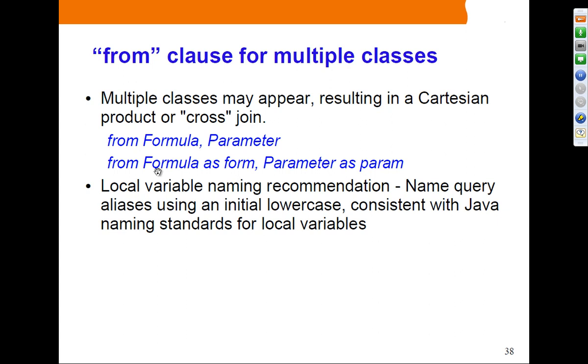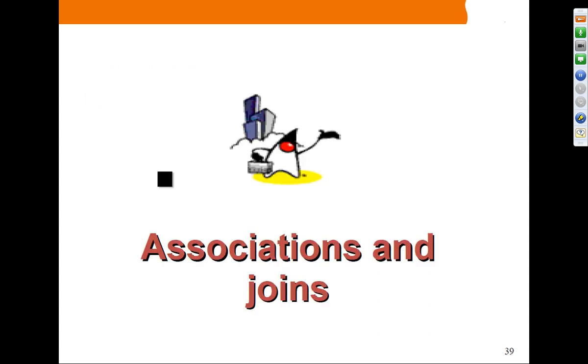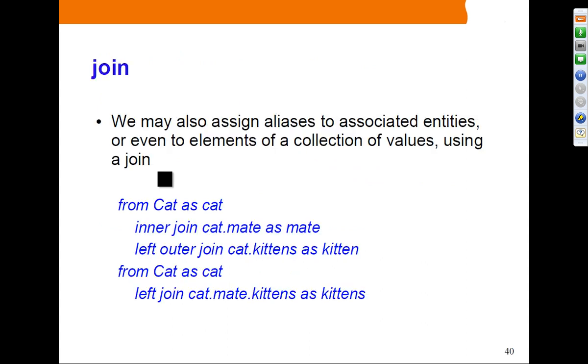Okay, associations and joins. Here you can use inner join or outer join, all the possible join cases. So here, from Cat as cat, and then inner join cat.mate as mate, and left outer join cat.kittens as kitten. From Cat as cat, and this is a left join.